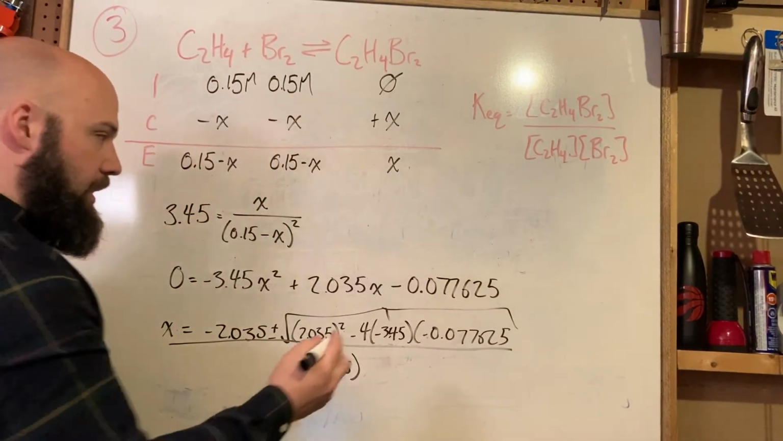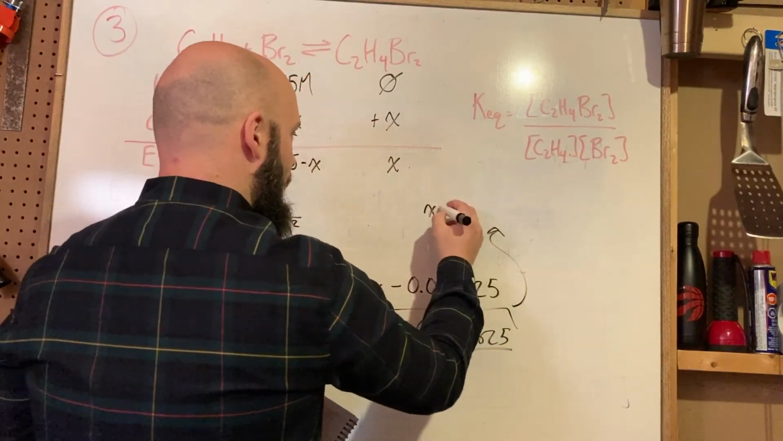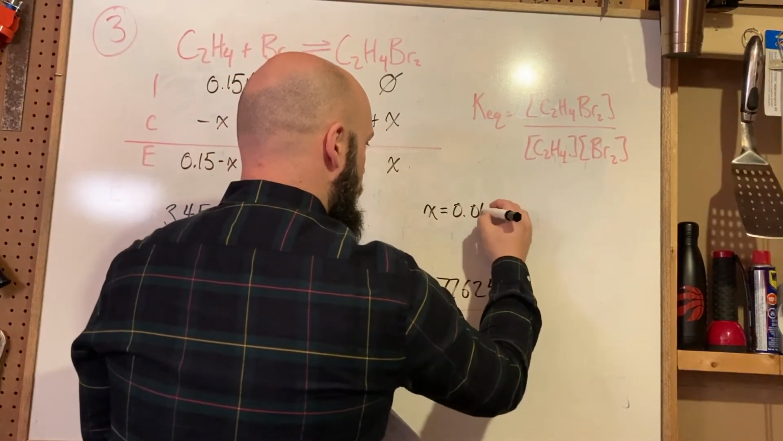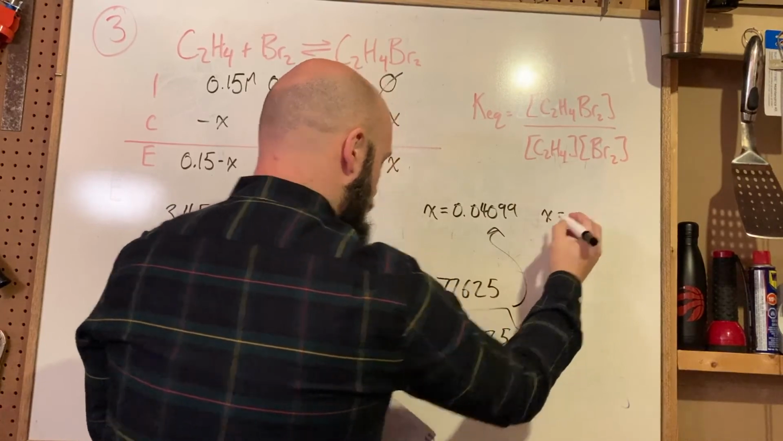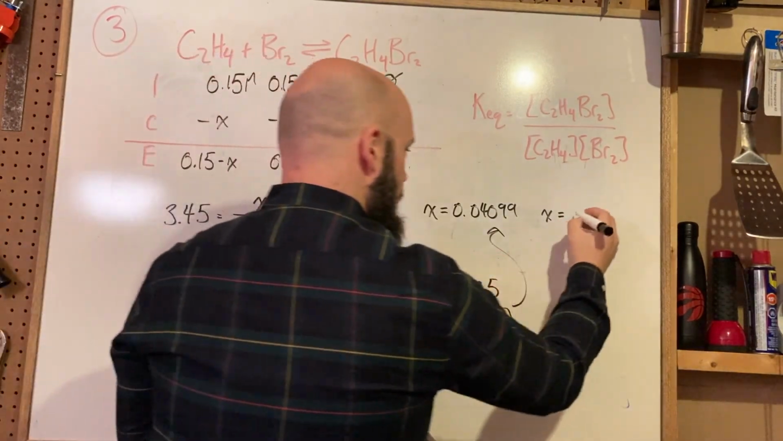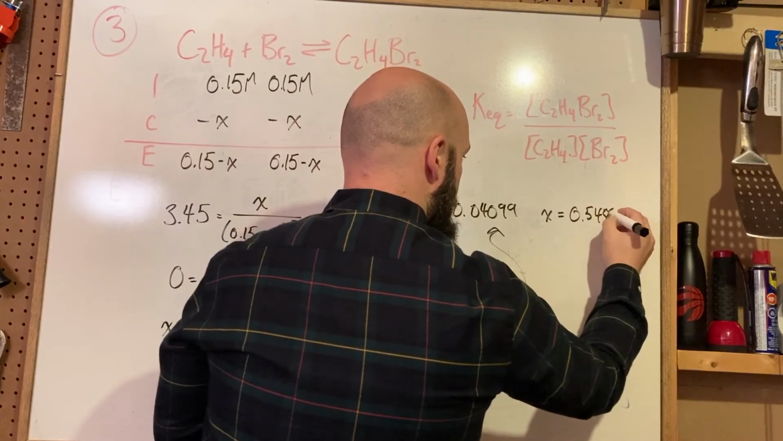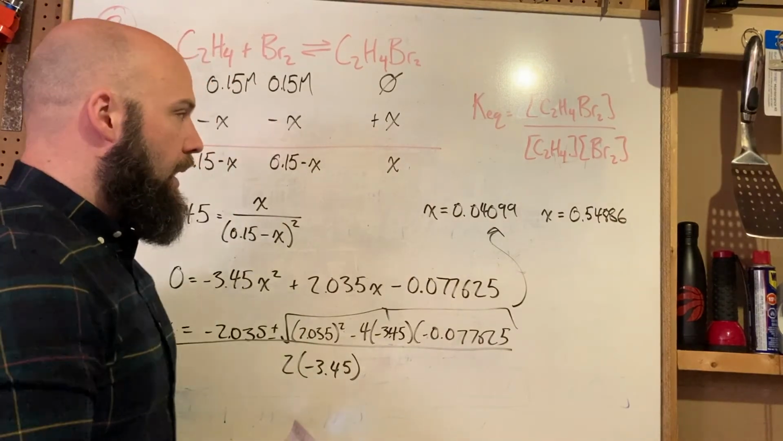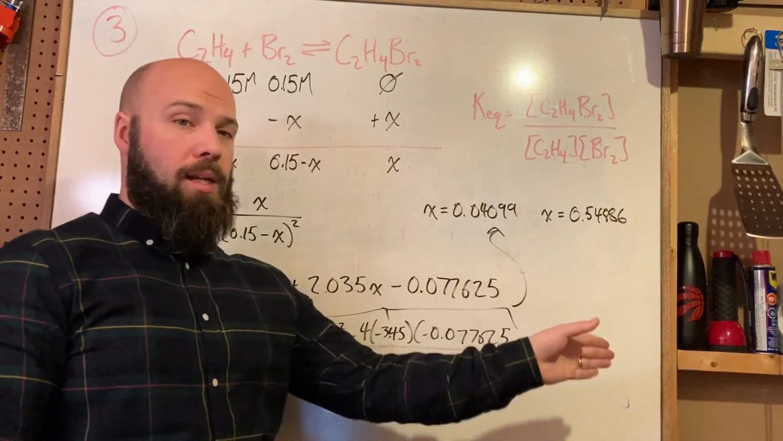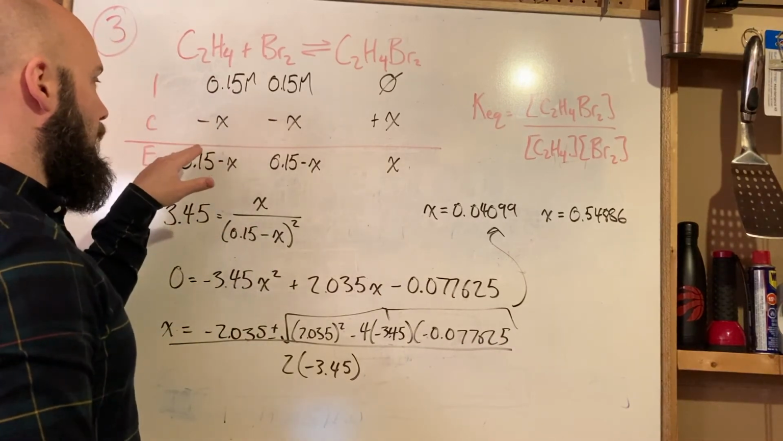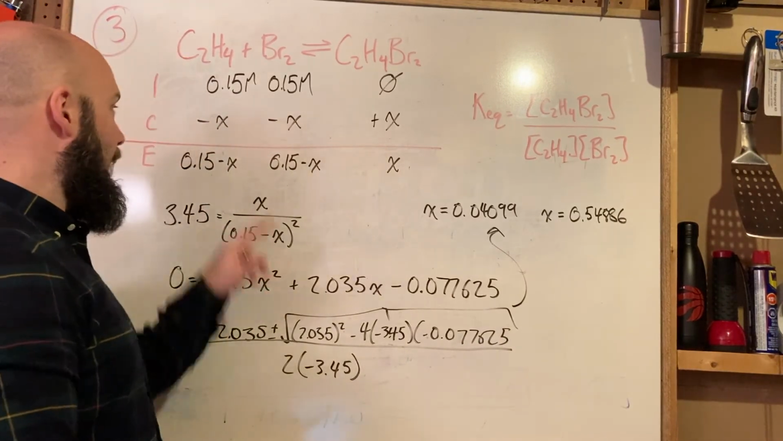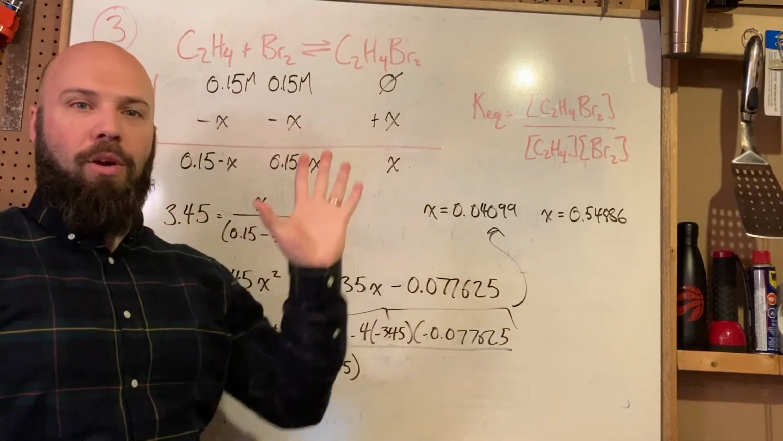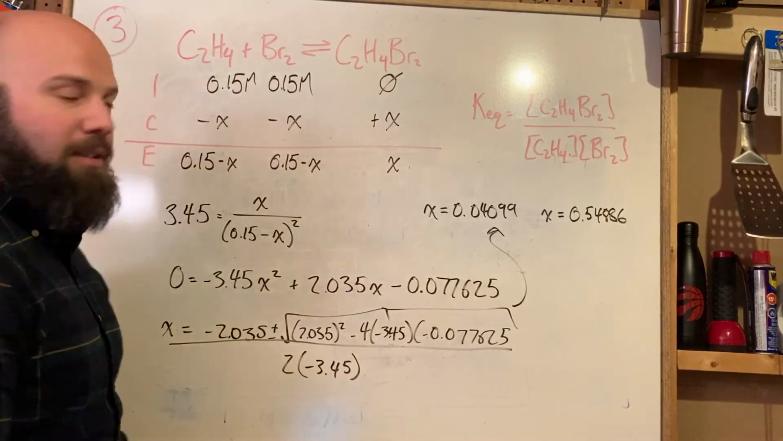You're going to get two answers here. So I'm just going to write out the two values. You're going to get that x equals 0.04099 and that x equals 0.54886. So you're always going to get two x values because it's a quadratic formula. Often you'll have one positive and one negative value, where clearly it is not the negative value. If you had a negative x, then you would be adding some of your reactant out of nowhere. You would just be creating matter, which doesn't happen.